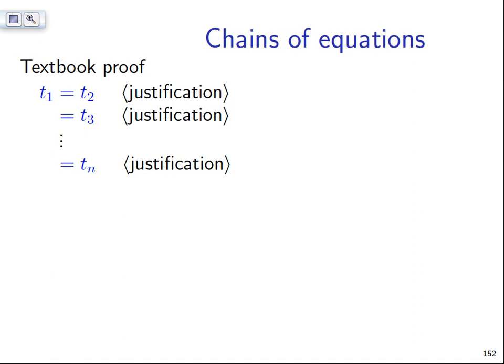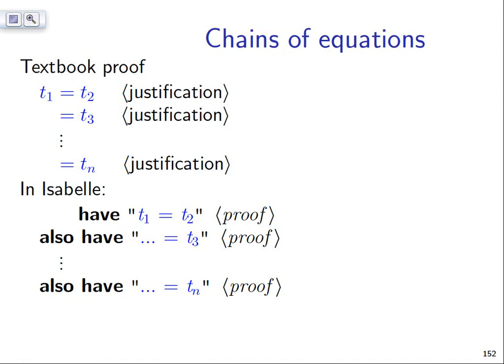And then you keep justifying on the right why the transformation from the previous line to this line is correct by some well-known mathematical fact. And that's exactly the pattern that we will also follow, except with minor syntactic changes. So this is what it looks like in Isabelle.